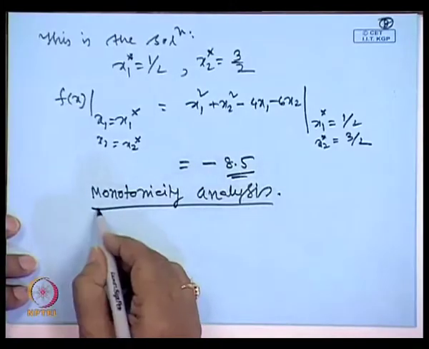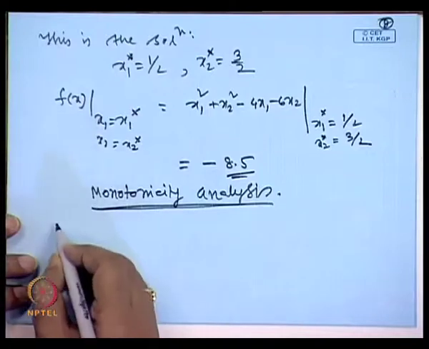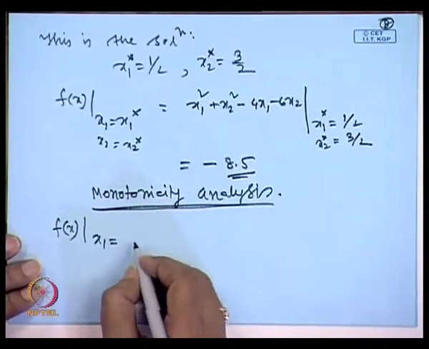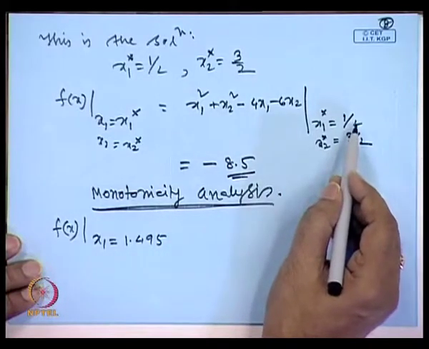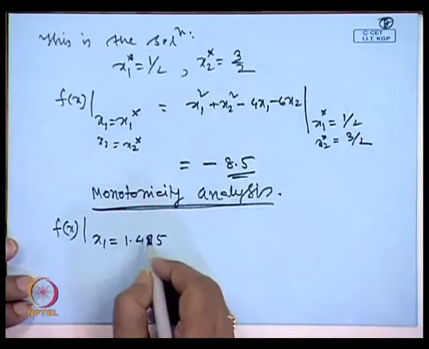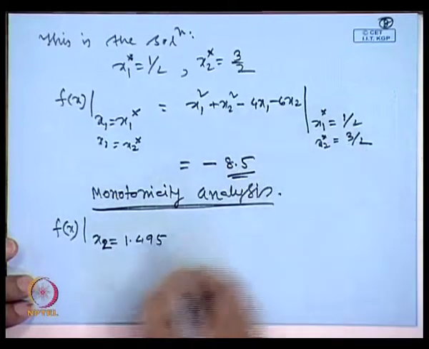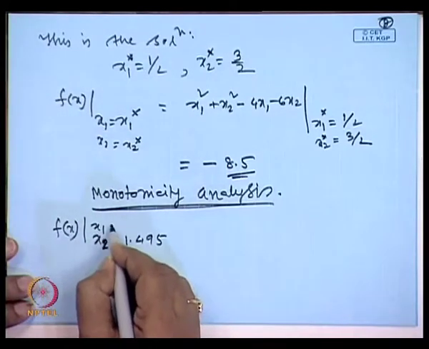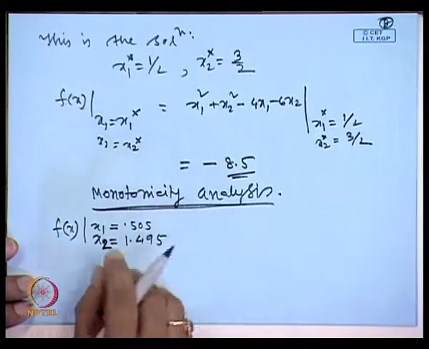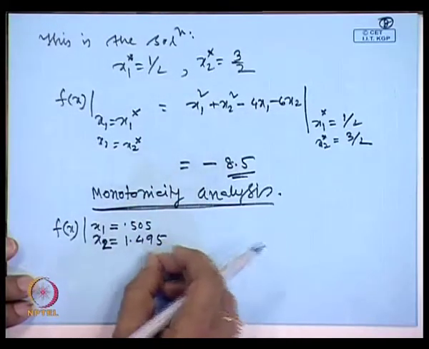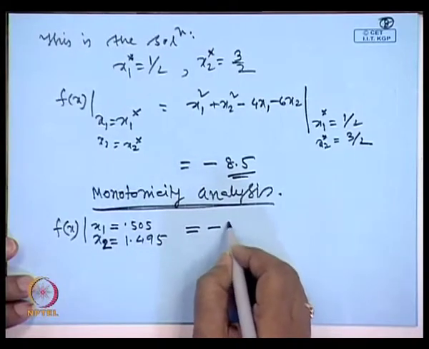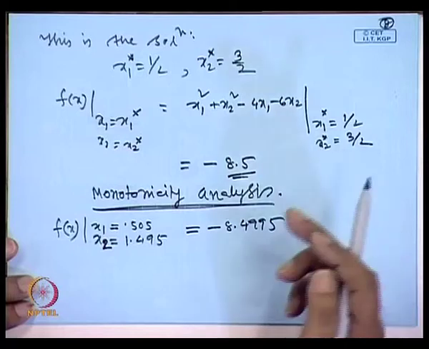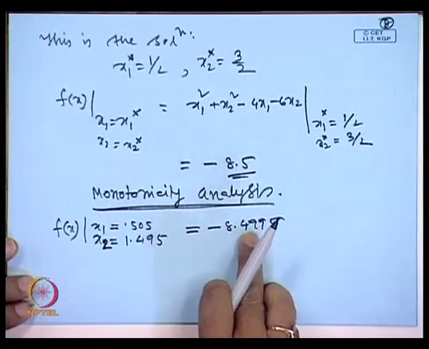Okay. So, this is called the monotonicity analysis. Let us put the value of the function at x2 equal to 1.495 instead of 1.5, and x1 as 0.505. That means the change I made is 0.005 added to one and subtracted from the other. If you put this value in, you will get 8.4995. That means the function value has increased from minus 8.5.